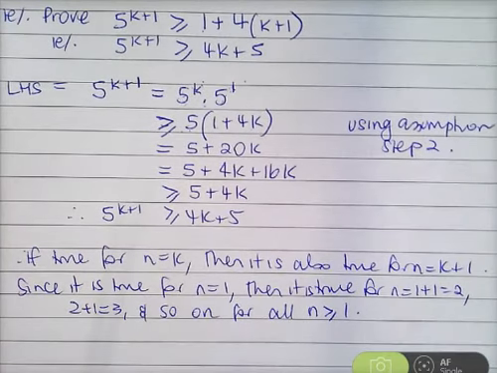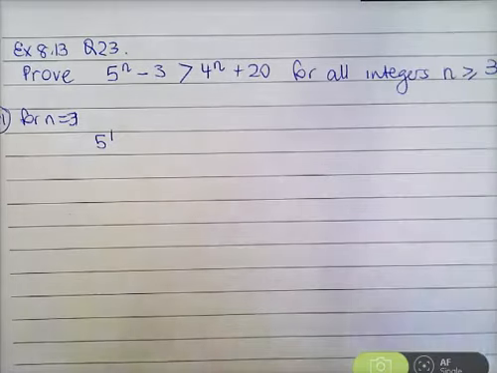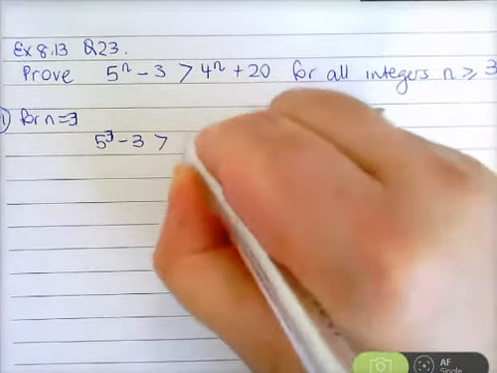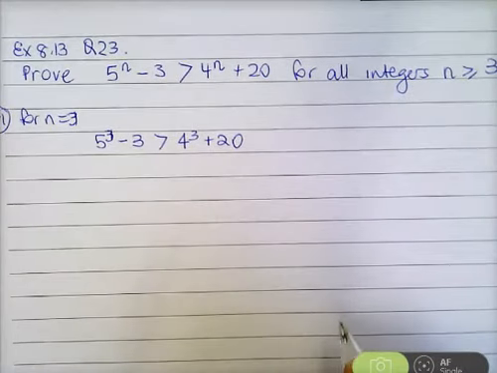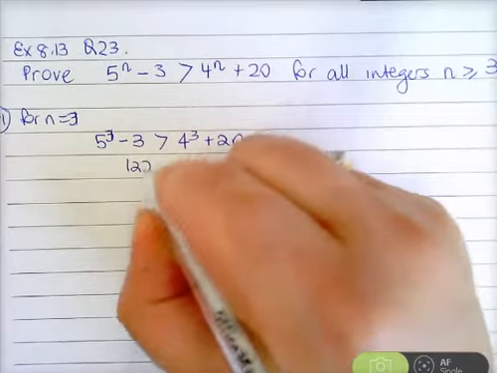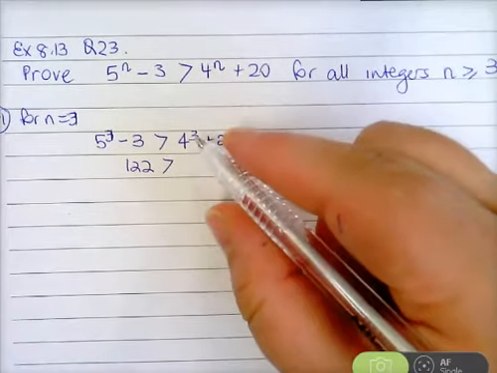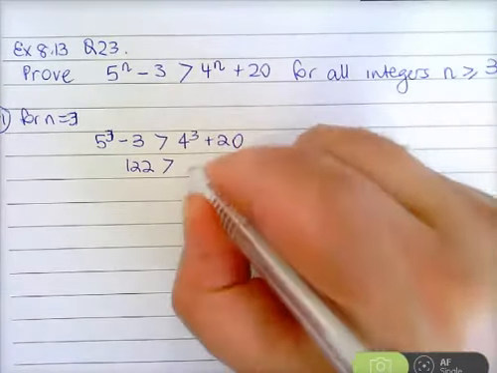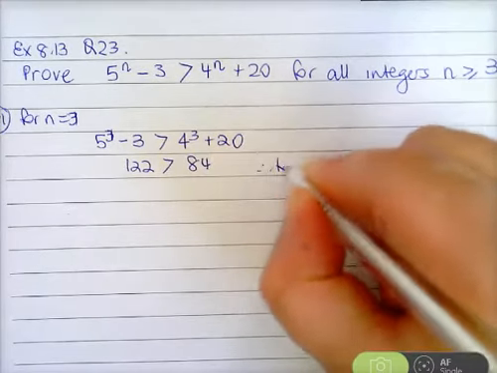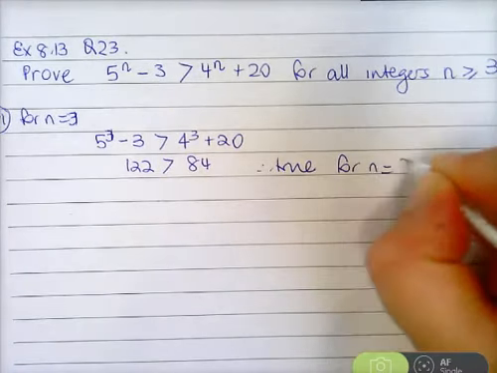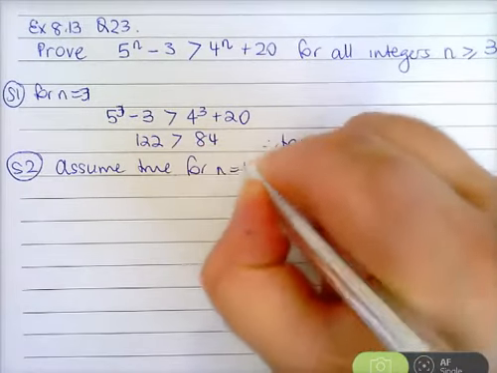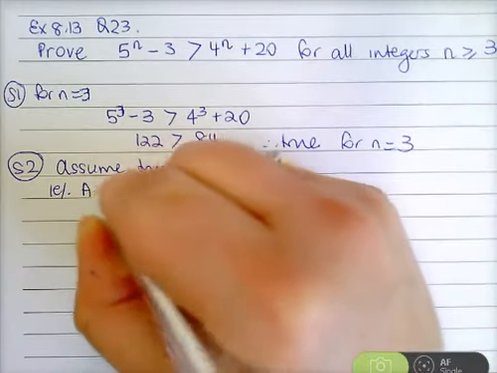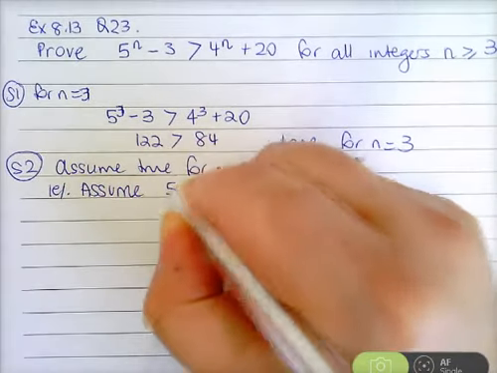All right, let's find some others. I've got some other harder ones, but look, 5 to the power of 3 minus 3 is greater than 4 to the 3 plus 20. 5 to the power of 3, is that 125? Yes. Minus 3 is 122. Is greater than 4 cubed, which is 64, plus 20, 84. Therefore, true for n is 3.